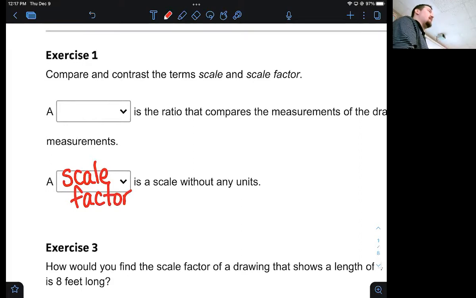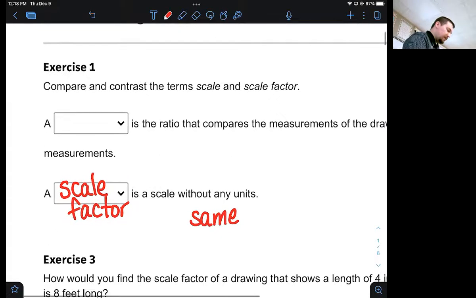And why did we say the scale factor doesn't have any units? Why don't we have to write them, Lexi? Because they have matching things. Yeah, they're the same. They match up. So when your scale has matching units, you can eliminate those units. You can eliminate the labels. So scales always have units.